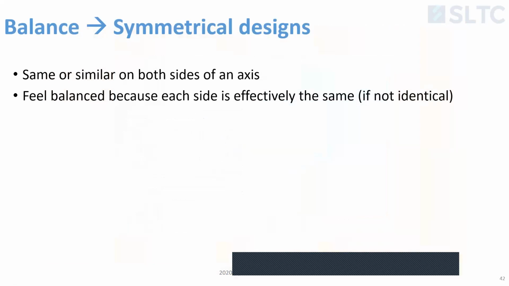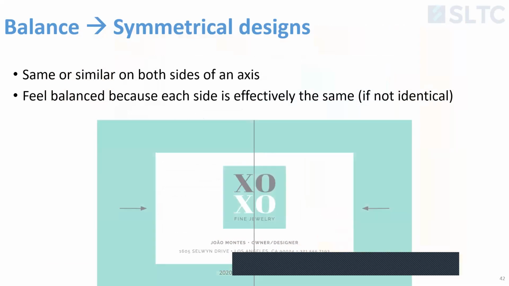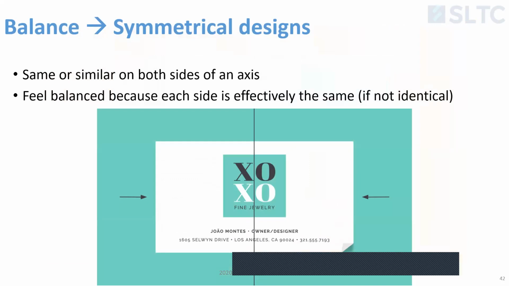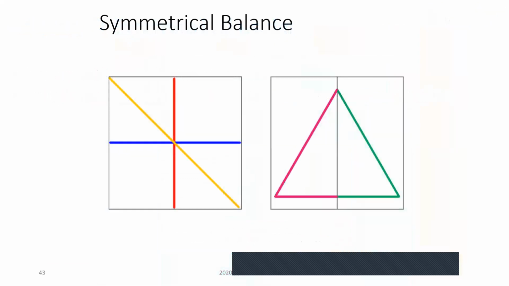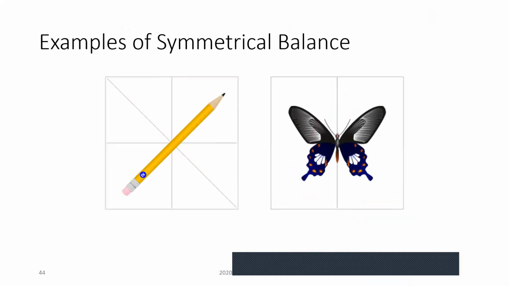And talking of balance, we have symmetrical balance and asymmetrical balance. Symmetrical balance is where you have the same thing on both sides, like in this case, XO, XO. You can perfectly divide it and they are nicely balanced on both sides. These are examples of symmetrical balance. Another example.